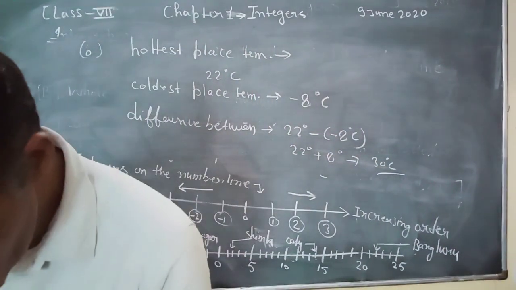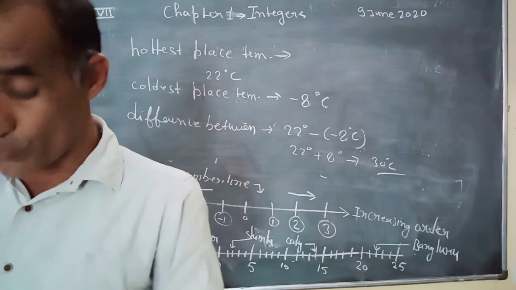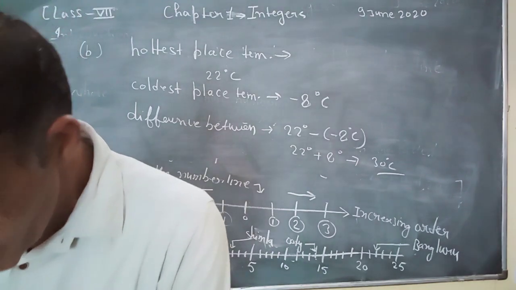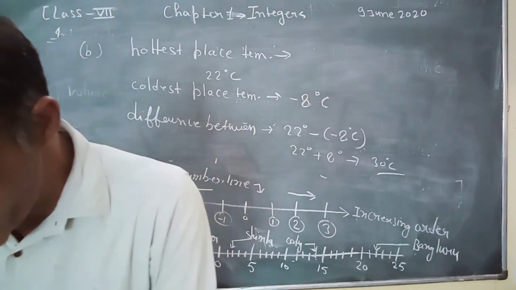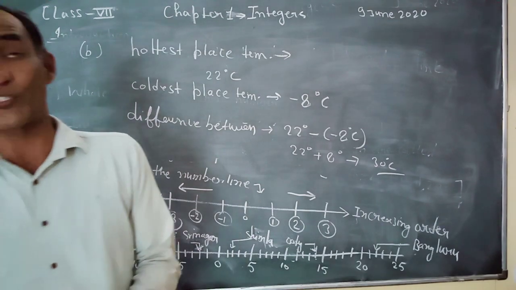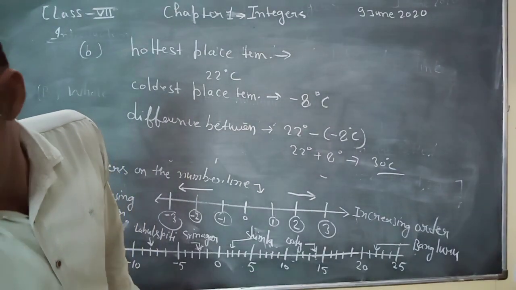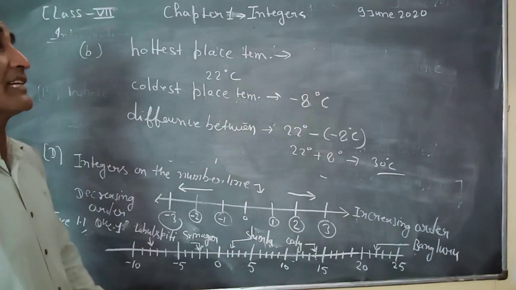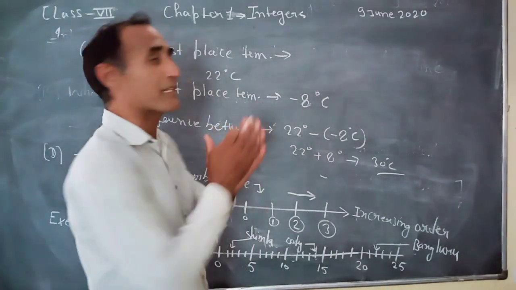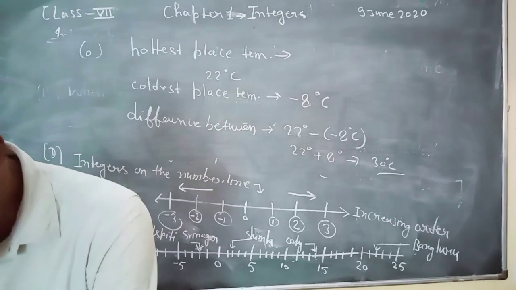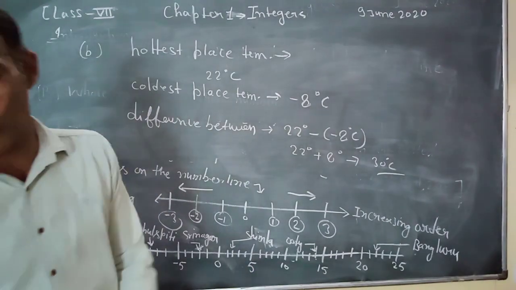Question number C, can we say the temperature of Srinagar and Simla taken together is less than the temperature at Simla? So at first you add the temperatures of Srinagar and Simla. After that you find the difference with the Simla temperature. So you solve it.